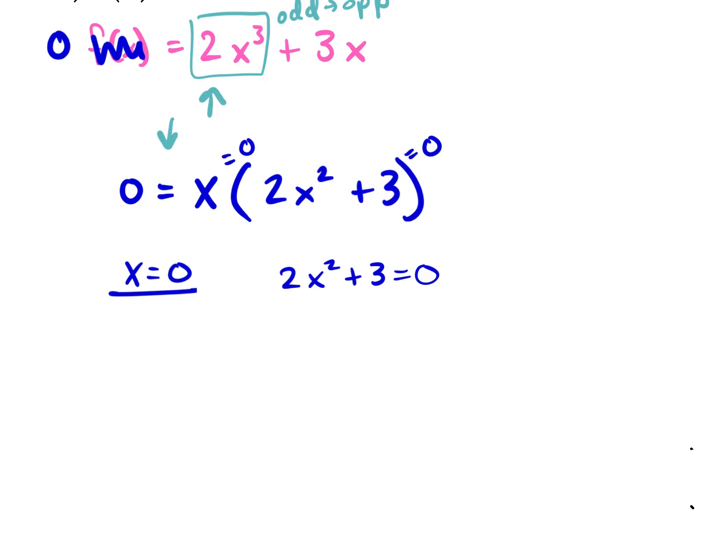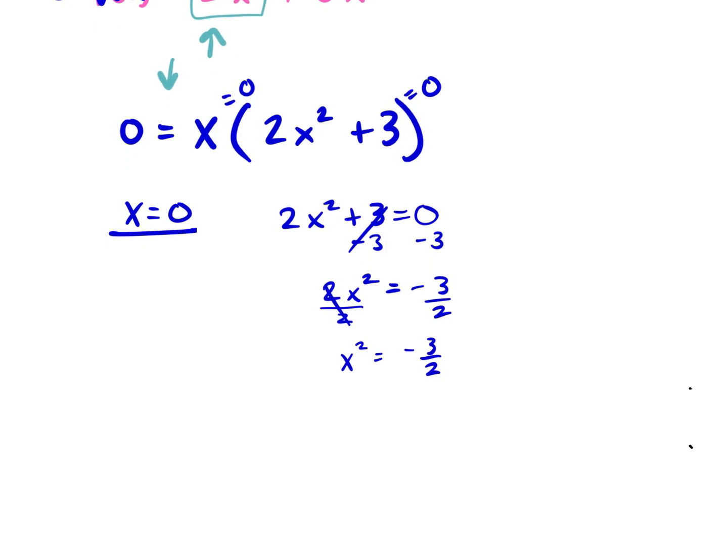So x equals 0 is already solved for us. Let's solve the other one. We're going to subtract 3 on both sides. So 2x squared equals -3. Divide by 2. So x squared equals -3 halves. Then what do we do? Square root. What do we get? An imaginary number. So this one does not give us a solution.